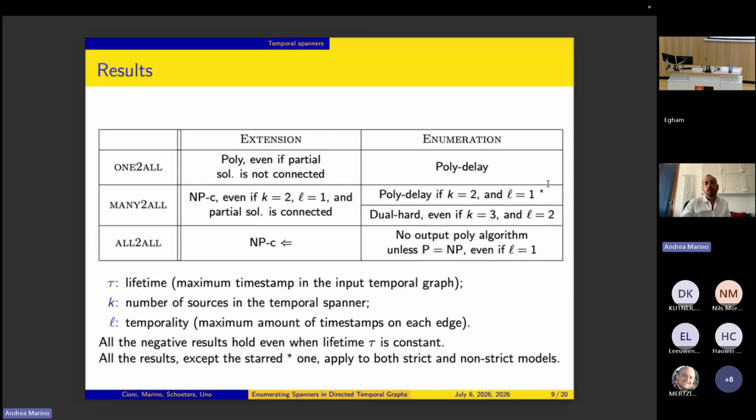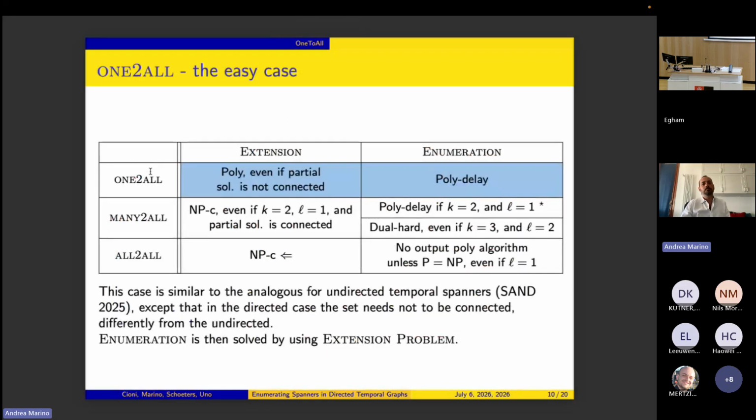So our results are these, almost all of them for strict and non-strict paths, except for this one. You can see that these are extension and enumeration, the two problems that I mentioned. These are the connectivity constraints, and so let's talk a little bit about this.